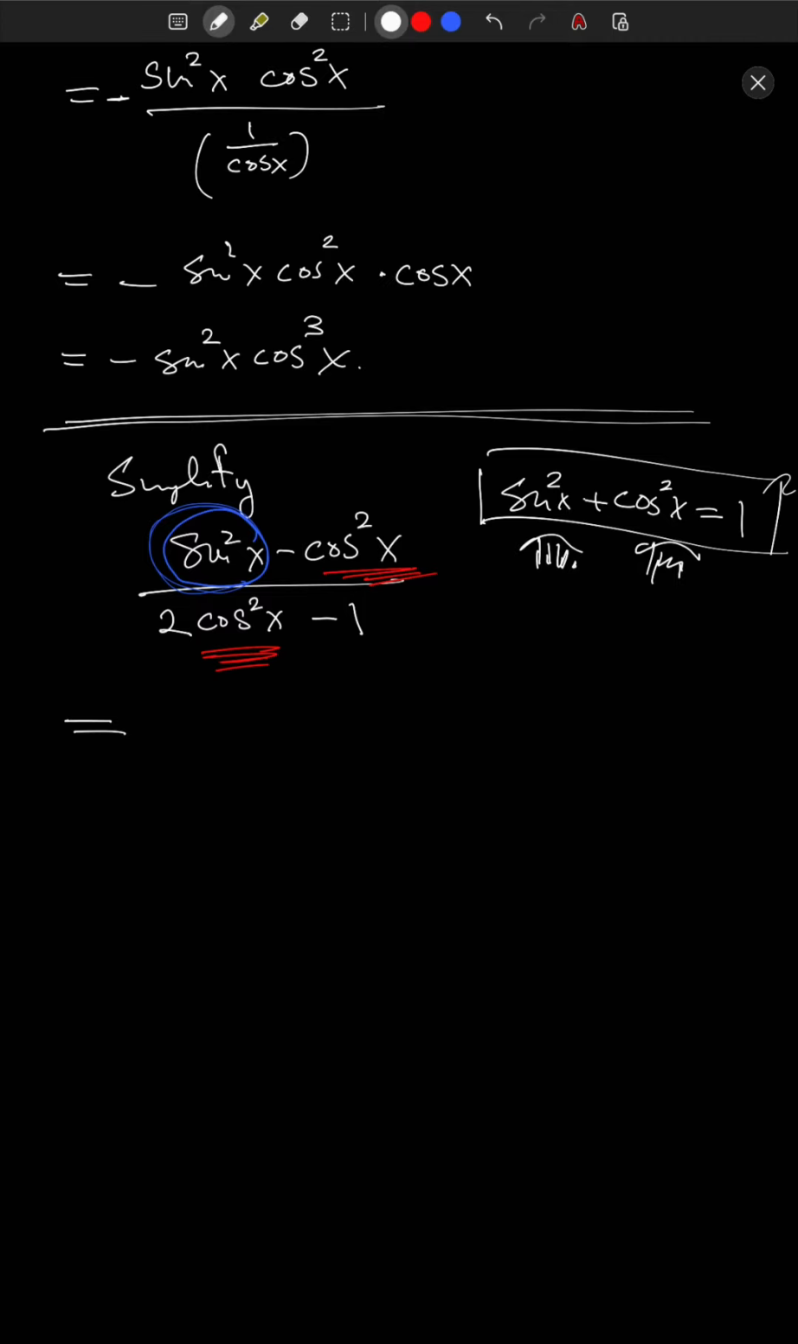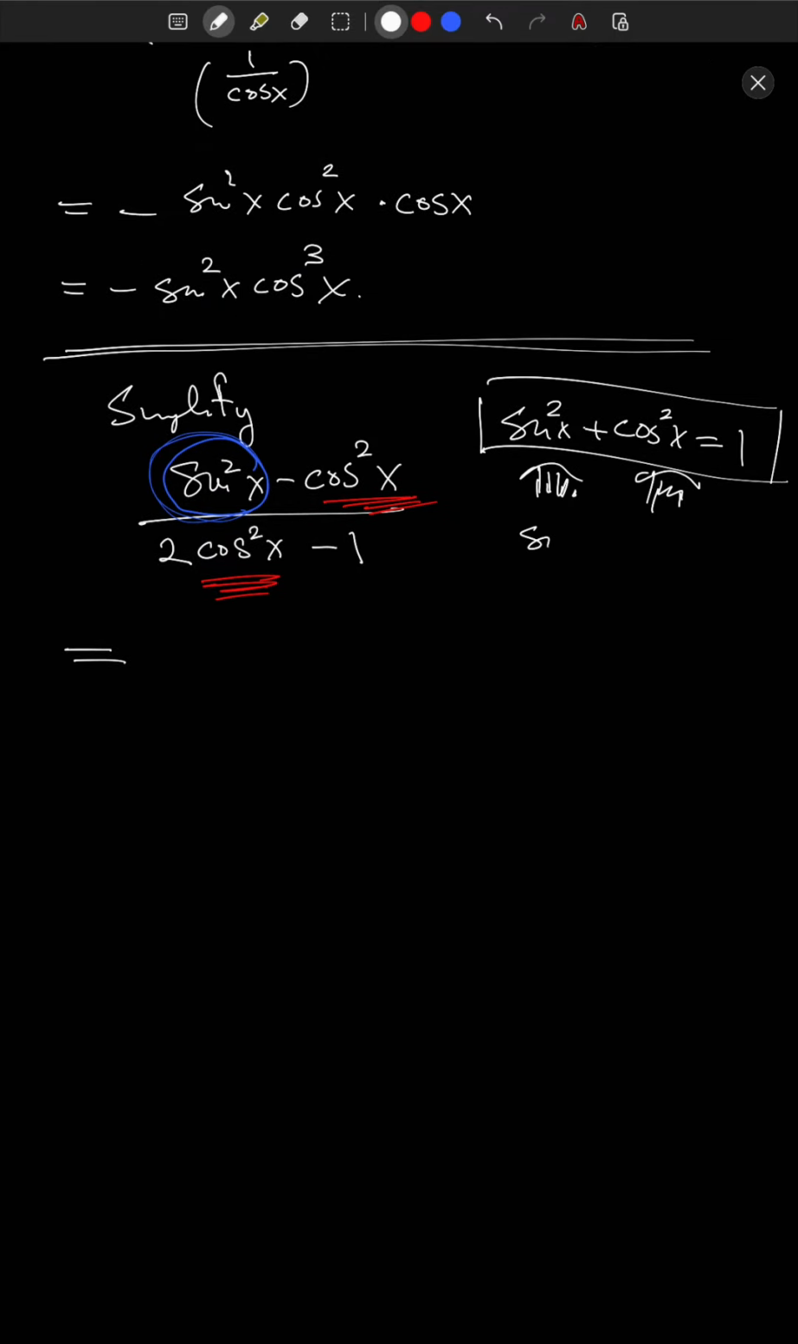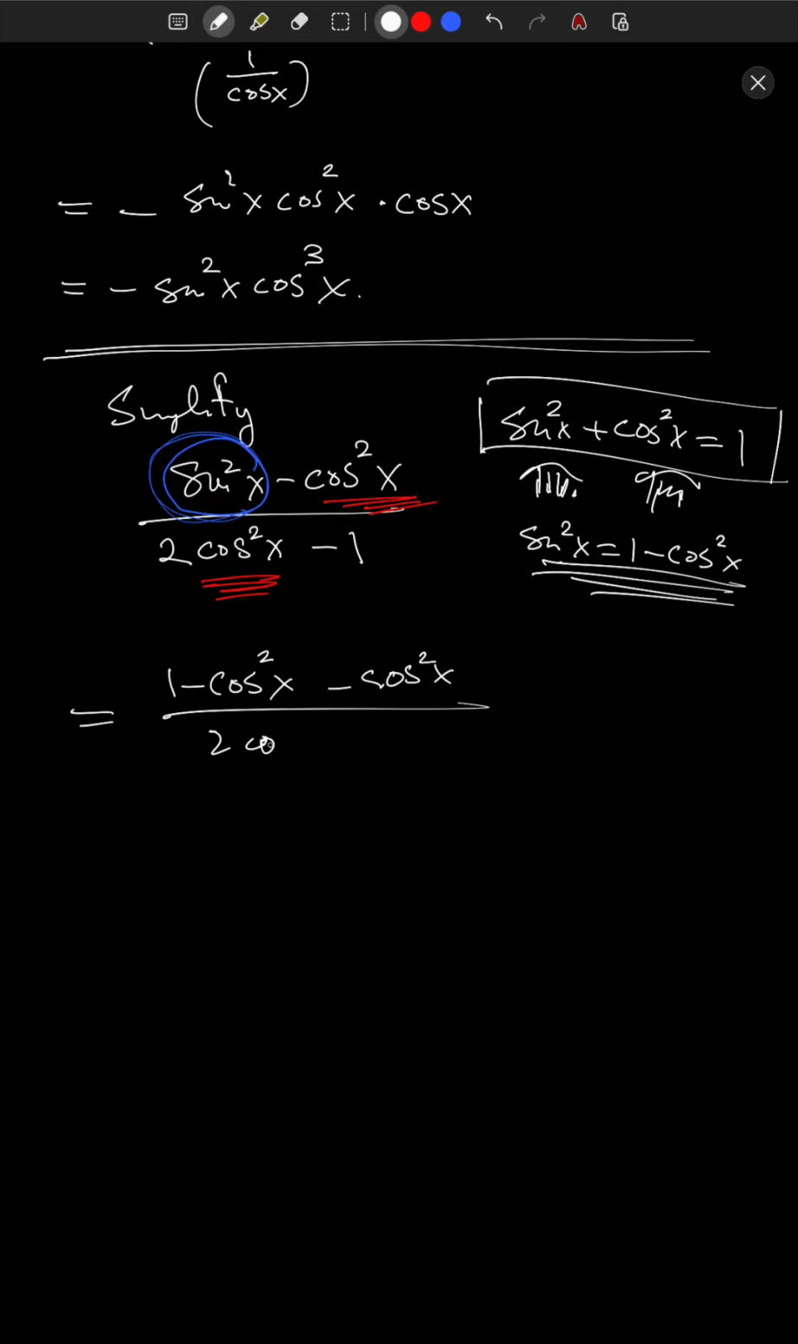In order to do that, I use my fundamental identity. I see that sine squared plus cosine squared is 1, and so therefore sine squared is 1 minus cosine squared. So sine squared x is equal to 1 minus cosine squared x. Every time I see a sine squared, I'm just going to replace it with that. And so what I end up with is 1 minus cos squared x, minus cos squared x, over 2 cos squared x minus 1, right? So I converted the sine squared into that.